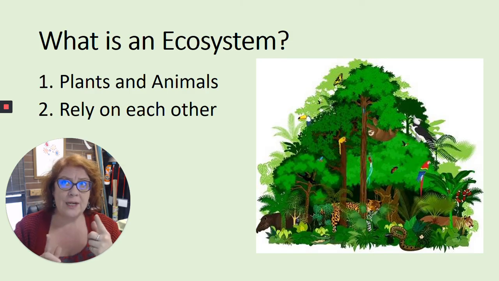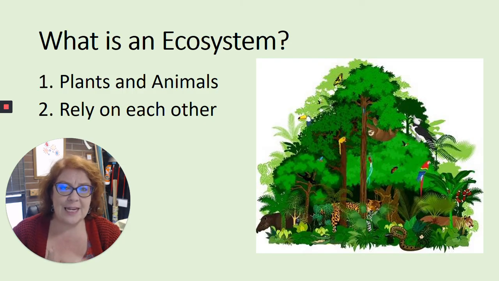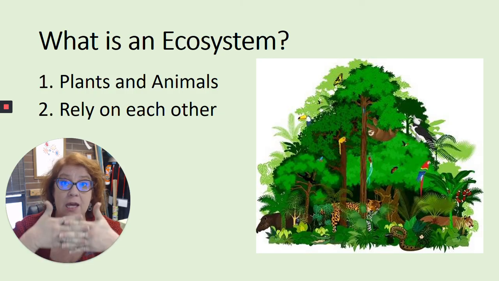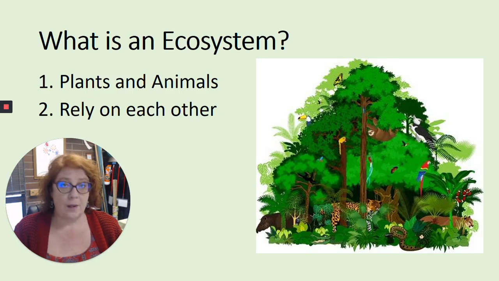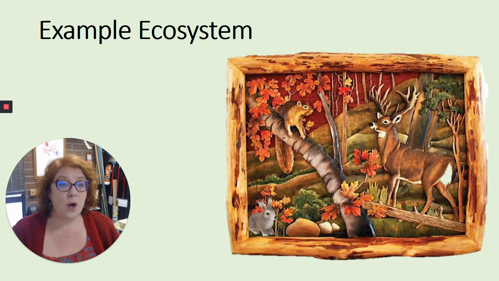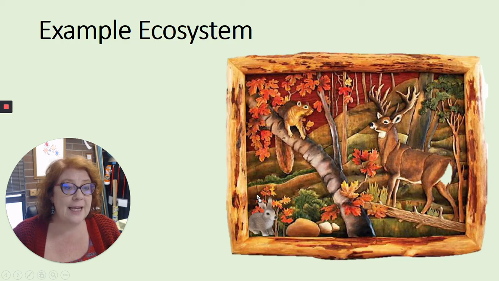So between their seeds and their flowers and what they eat and where they live, the animals and the plants all work together. That's what makes an ecosystem. Let me give you an example. This is our example ecosystem. See, we've got some animals here, we've got some plants, they're all together. Let's see what we have to say.